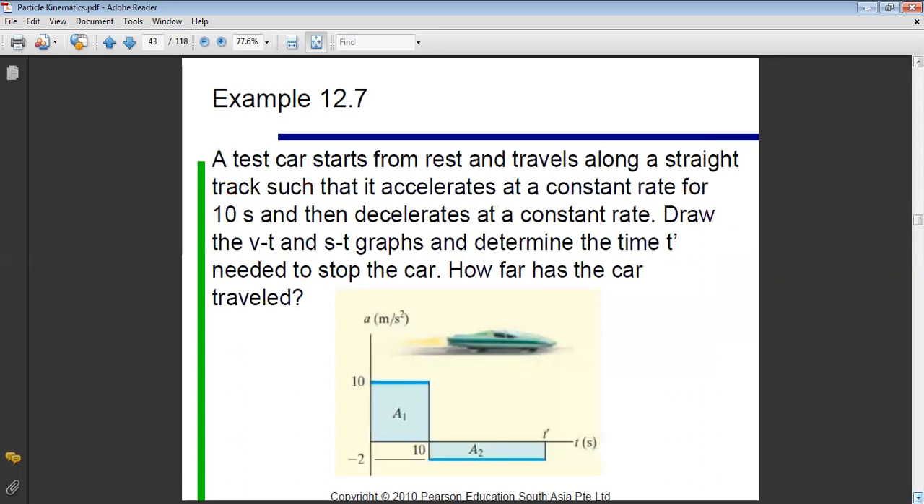Another problem. A test car starts from rest and travels along a straight track such that it accelerates at a constant rate for 10 seconds and then decelerates at a constant rate. Draw the v-t and s-t graphs and determine the time t prime needed to stop the car. How far has the car traveled? So here, in this problem, they gave us a as a function of time, and they want us to deduce the graphs of v and s as a function of t, and to find the time t prime needed for the car to stop.